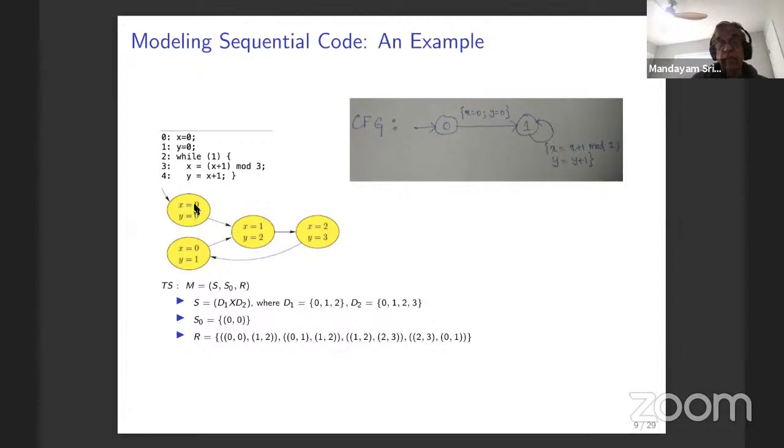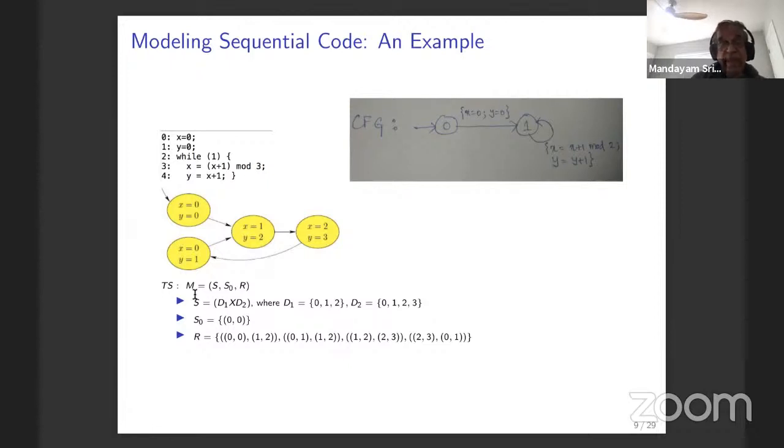So it says if you're in 0, 0, you would go to 1, 2. If you're in 1, 2, X gets incremented modulo 3. So X goes from 0 to 1, 1 to 2, and after that it goes back to 0. So Y is whatever X is plus 1. Okay. Therefore, this is what it means to model the behavior of the execution of a program as a transition system.